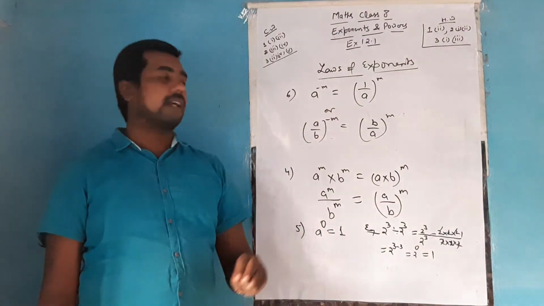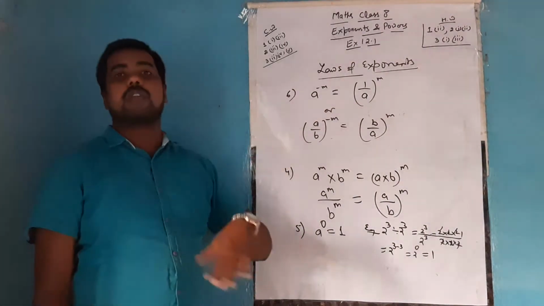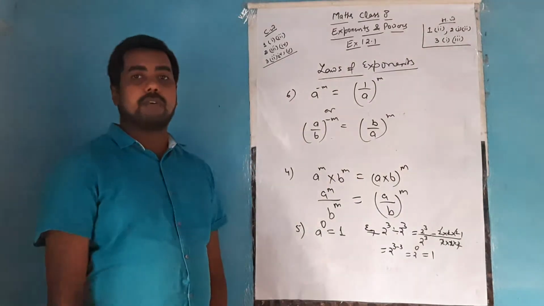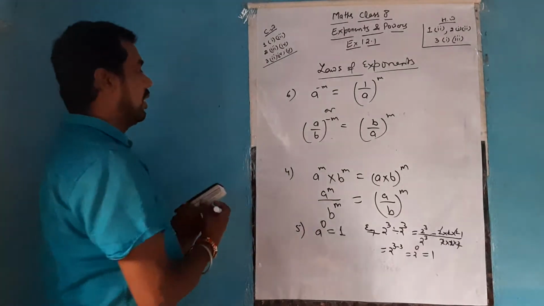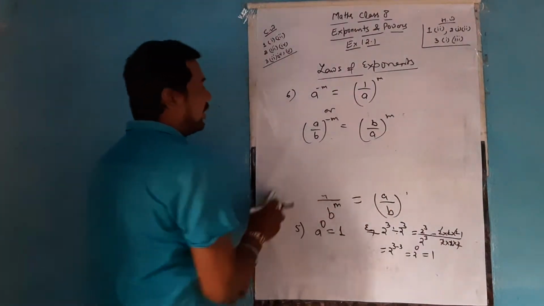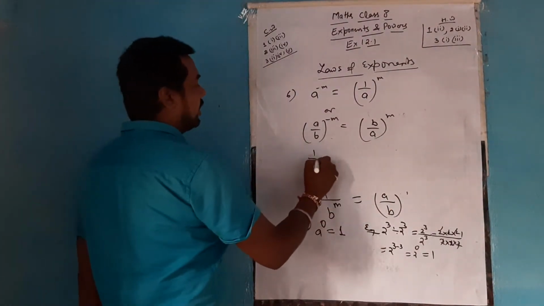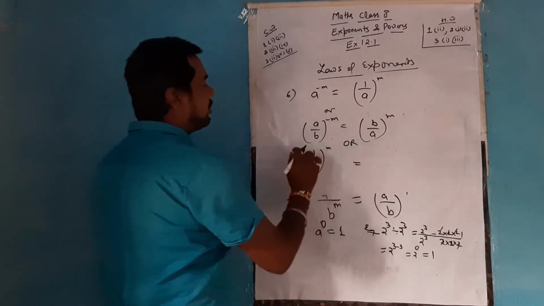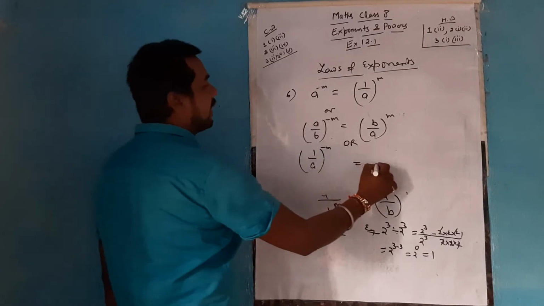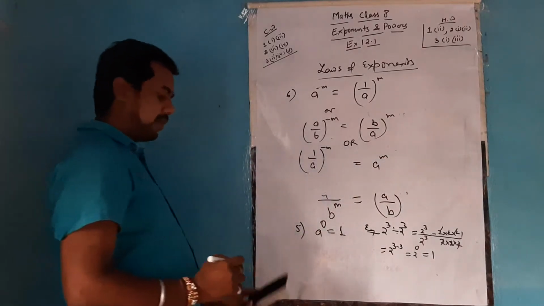If the sign of negative is there in the denominator, put the base in the numerator in the negative power, because the reciprocal of the base part will go to the numerator. Like if I see 1 by a to the power minus m, then when you make the reciprocal of the base part, that becomes a to the power m.